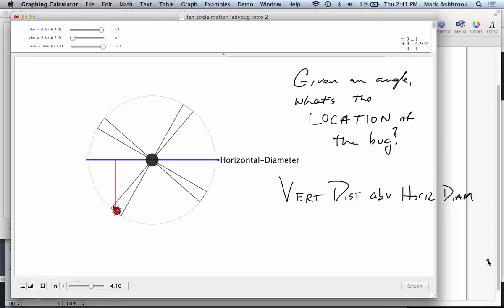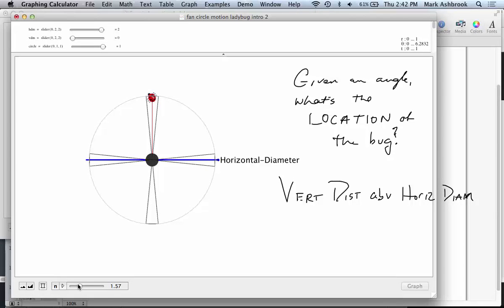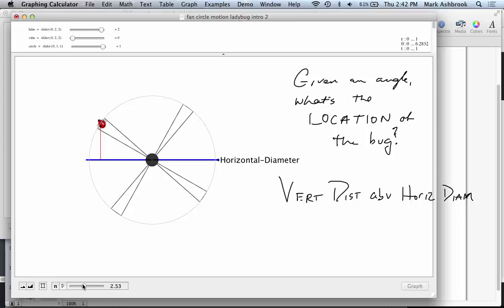So that red line, the horizontal diameter is the blue line. The red line is marking off the vertical distance above the horizontal diameter. So what was the radius again? 2.6 feet, right? So tell me what the vertical distance above the horizontal diameter is now. Isn't it 2.6? All right. Estimate it now. What's the vertical distance now above the horizontal diameter? Just estimate.